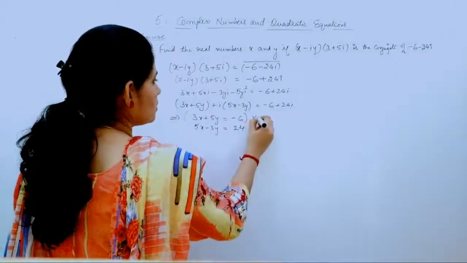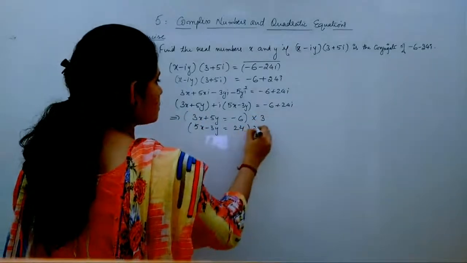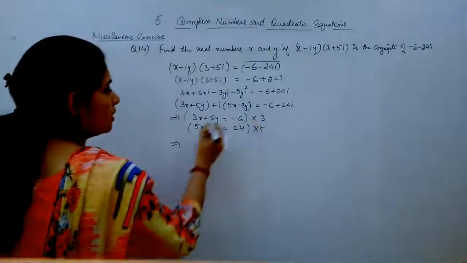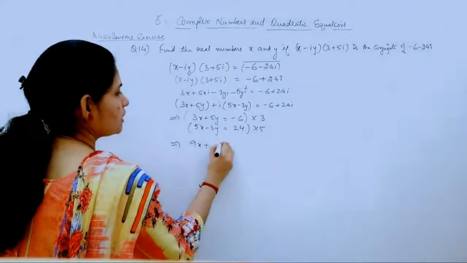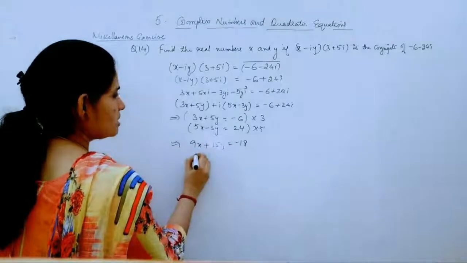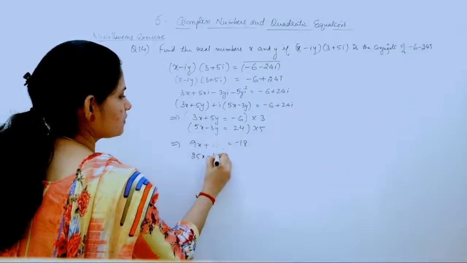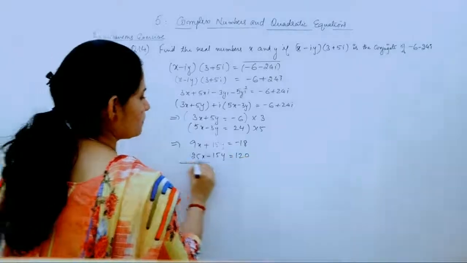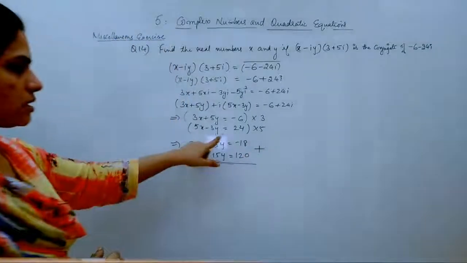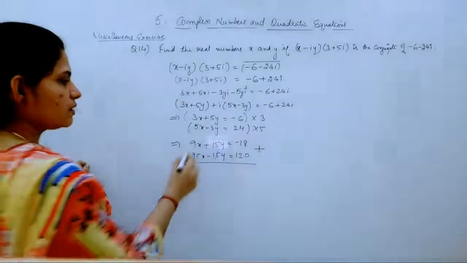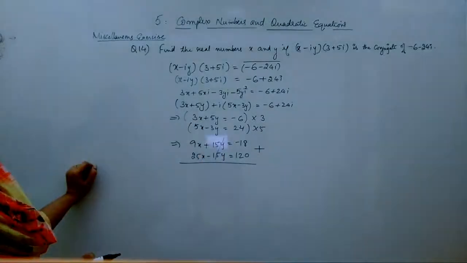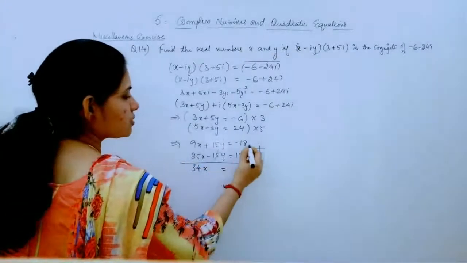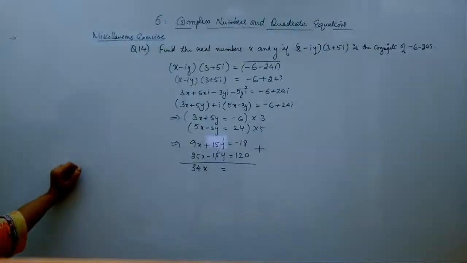First into 3 and second into 5 will give you the numbers as 9x plus 15y is equal to minus 18 and 25x minus 15y is equal to 120. Now if I am adding the two equations, this will get removed. You will get 9 plus 25 as the coefficient of x, which is 34x, equal to 120 minus 18.